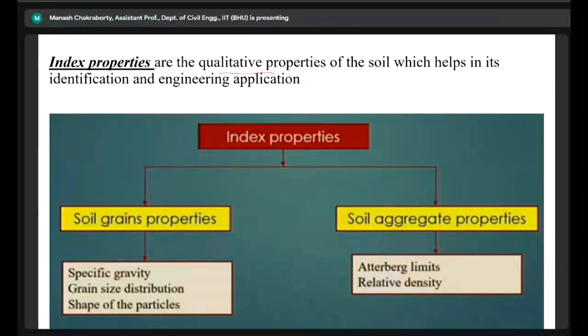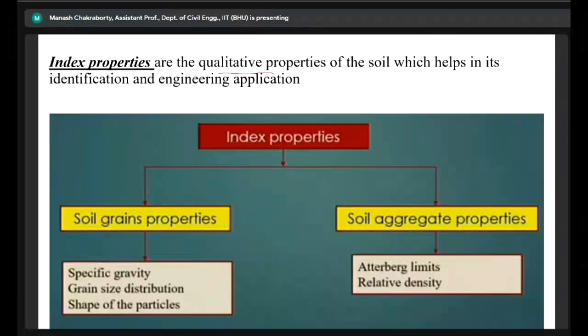So in this talk, I'll be focusing mainly on grain size distribution and the Atterberg limits, right? Because the shape of the particle itself is quite a complex phenomenon, and believe you me, right now there are very few labs, especially in our country, and most of the studies are analytical or numerical in nature. Very few experimental labs look at the influence of particle shape on mechanical behavior, right?